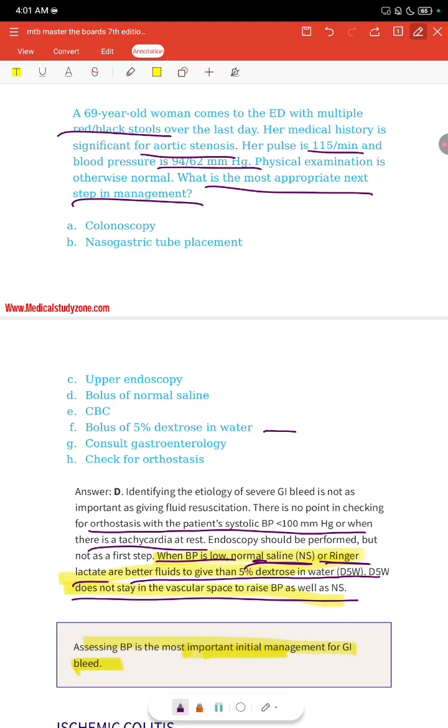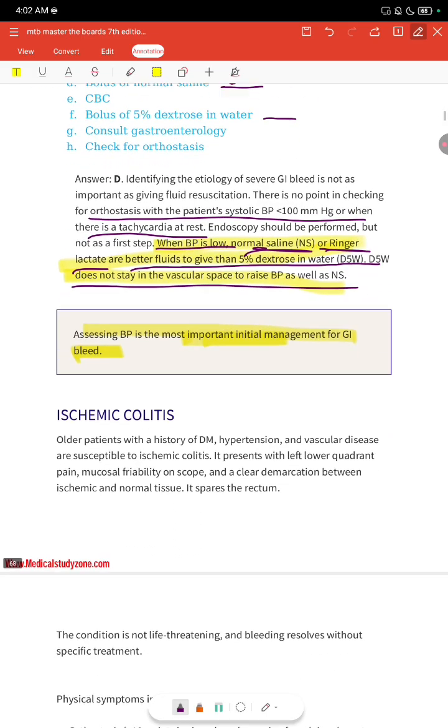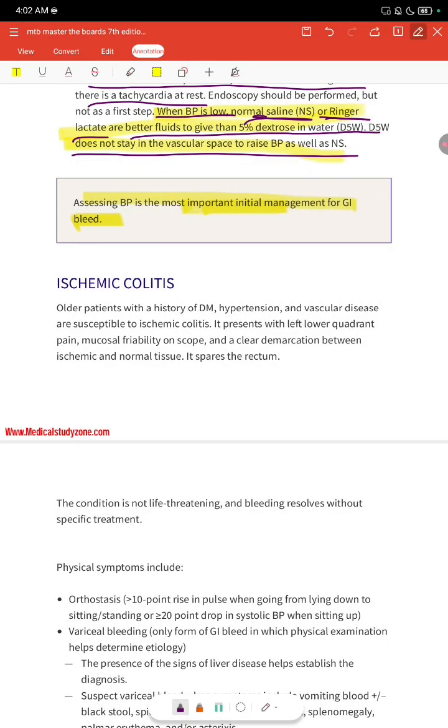The bolus of 5% dextrose in water, or the bolus of normal saline. But between these two, when BP is low, normal saline or Ringer lactate are better fluids to give than 5% dextrose in water. So always go for normal saline or Ringer lactate. D5W does not stay in the vascular space to raise BP as well as normal saline. So the final answer is D, bolus of normal saline. Addressing BP is the most important initial management for GI bleed. Important to note.